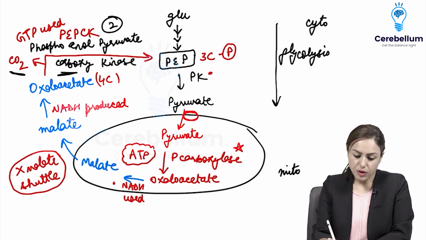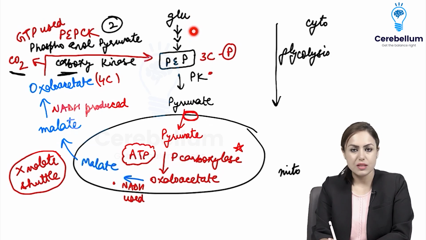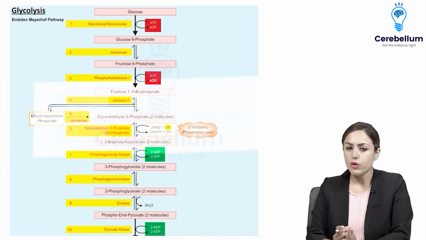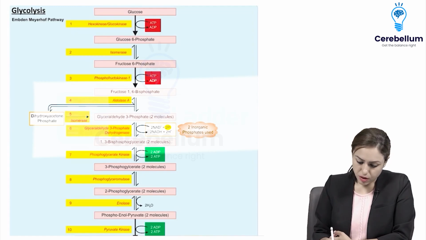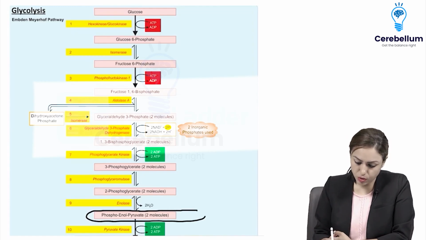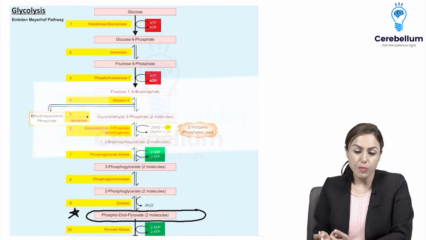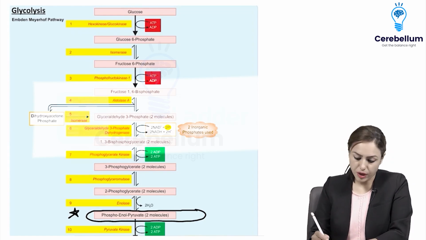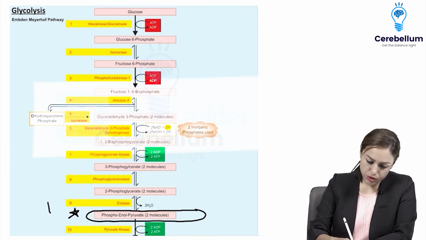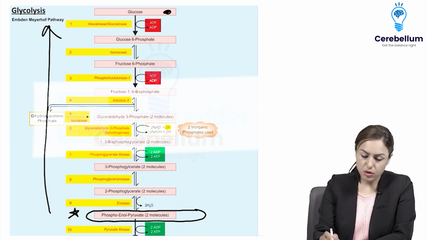Now next we have to reverse from phosphoenolpyruvate to glucose. So let's see this detail on the next slide. Now have a look at this slide. Here I am showing the glycolysis pathway only, right? So we have reached till this step of phosphoenolpyruvate in gluconeogenesis. Now we have to go in the opposite direction till glucose.